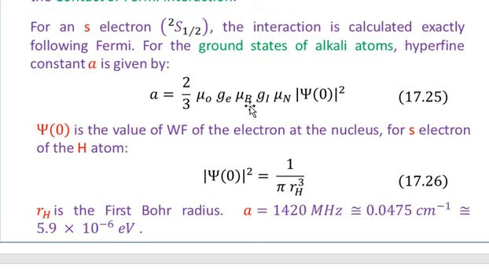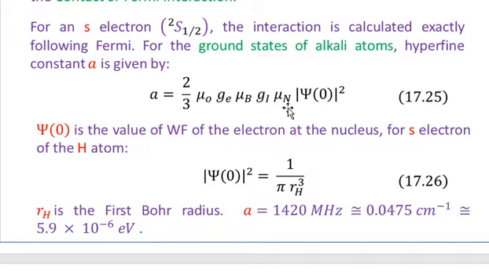So here I am just going to give you the value of the hyperfine constant A for the ground state of the alkali atoms in terms of the magnitude of the wave function at r equal to 0. So A is actually given by 2/3 into mu naught into GE into mu B into GI into mu N into the absolute square of the wave function at the origin.